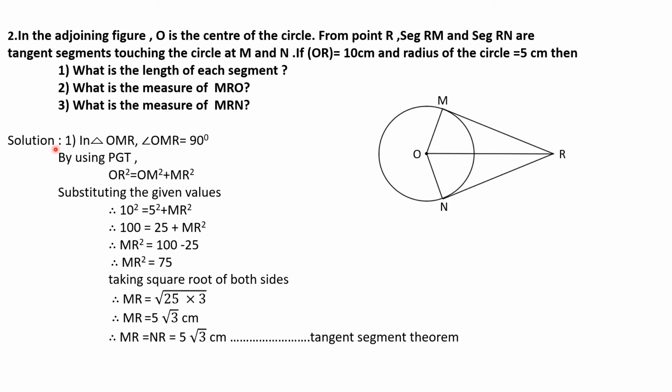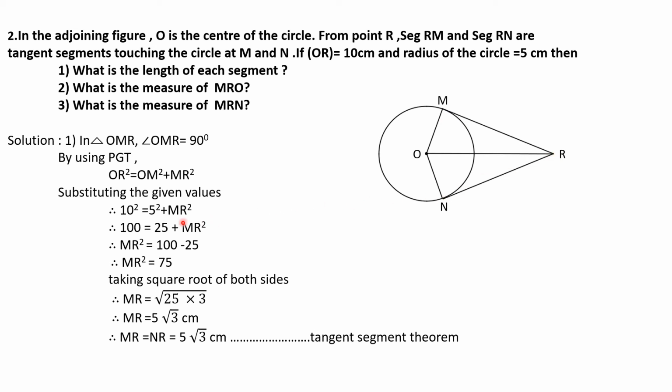Now we solve the first one. What is the length of each segment? In triangle OMR, angle OMR is 90 degrees because MR and RN are the tangent segments. So we are using here the Pythagoras theorem. OR square is equal to OM square plus MR square.